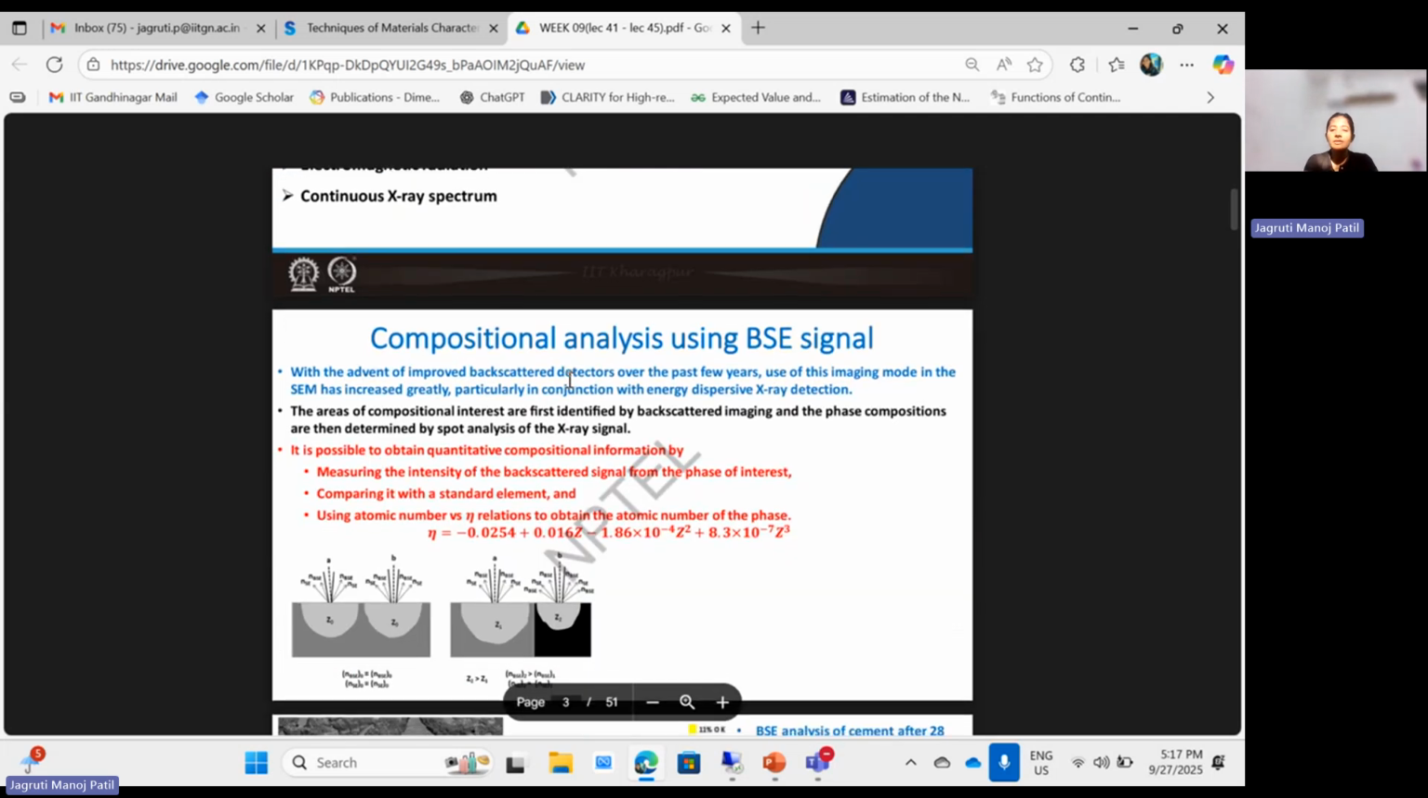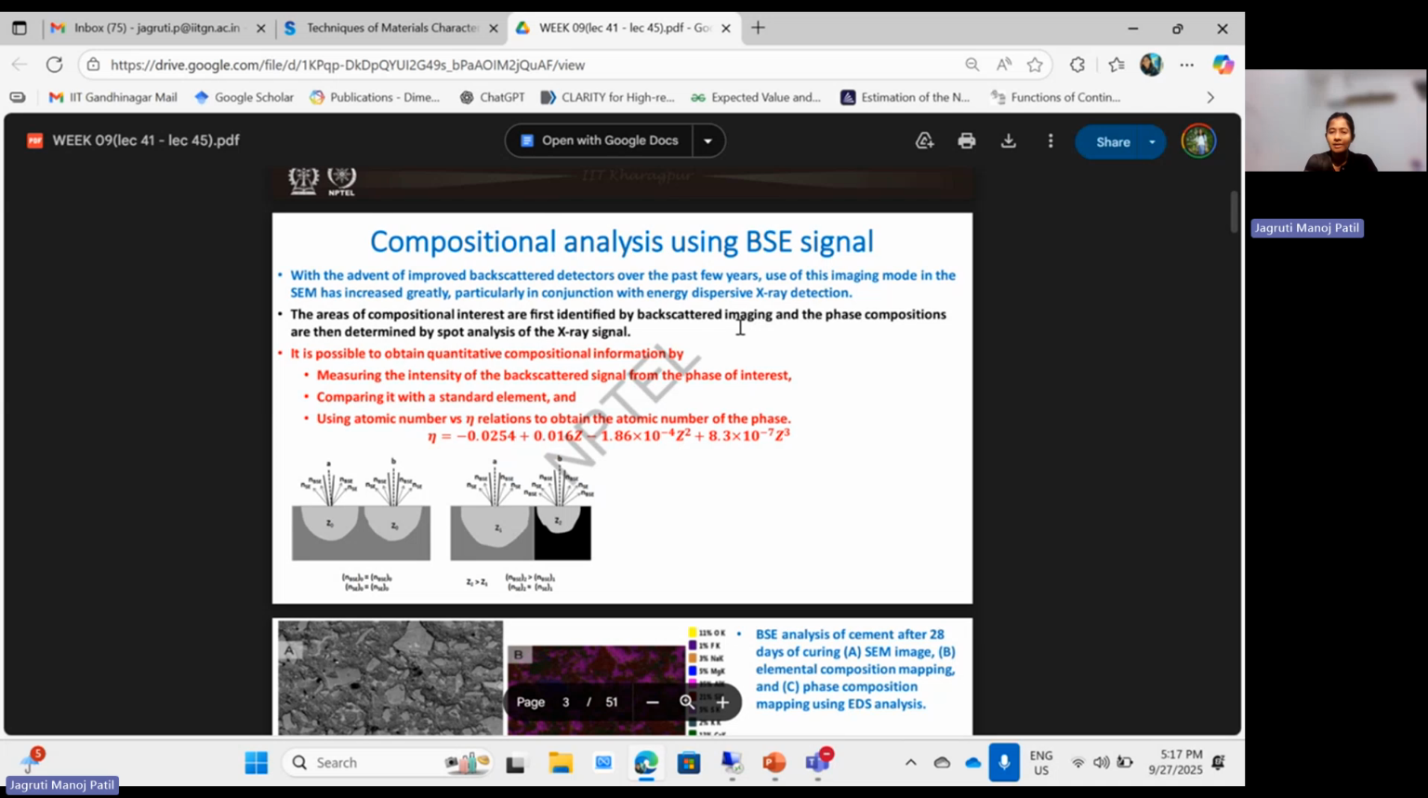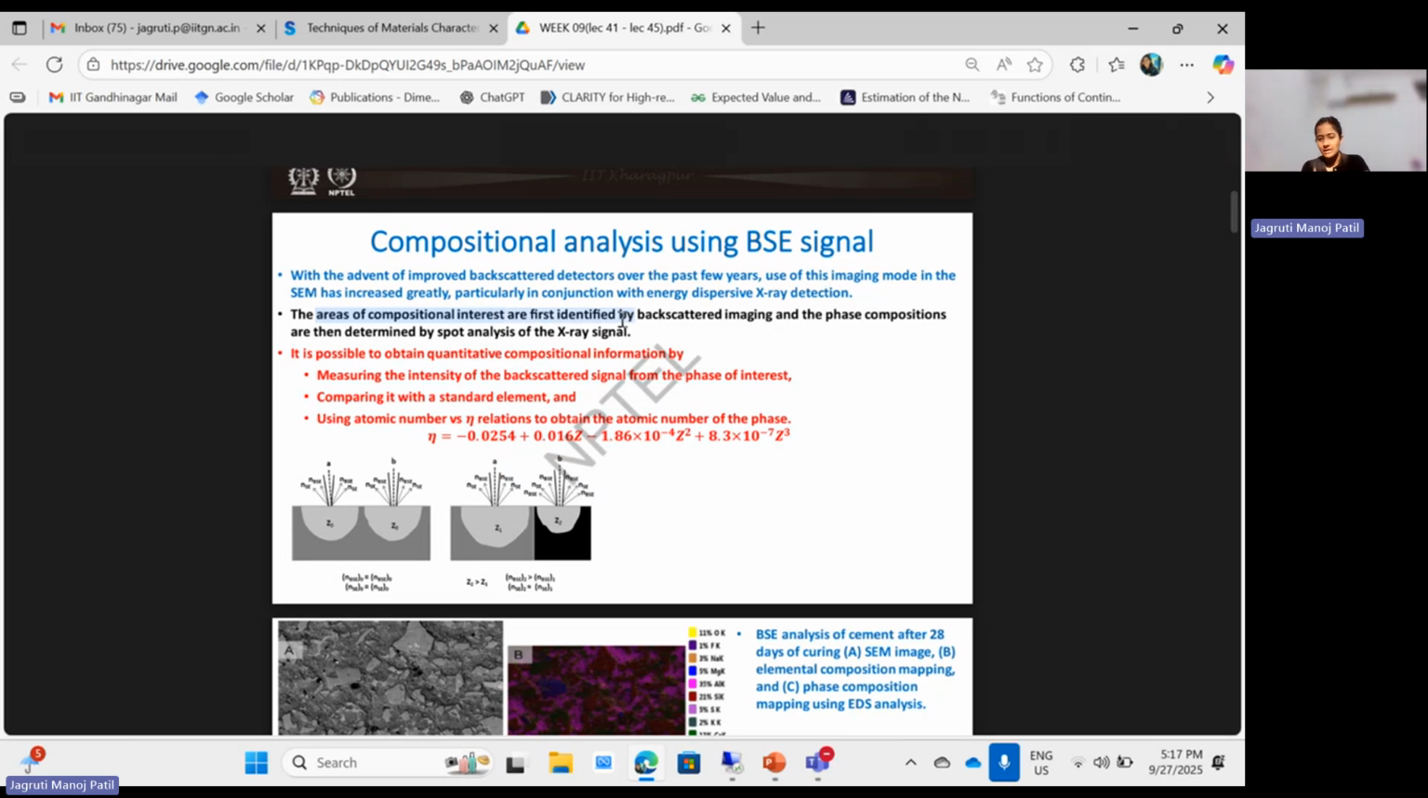Okay. So this thing we saw last week also, the compositional analysis using backscattered signal. The area of compositional interest would first be identified by backscattered imaging. Now you know it comes from the micron-level depth of electrons, right? Backscattered electrons, and the phase compositions are then determined by doing spot analysis of the X-ray signal of the characteristic signals.